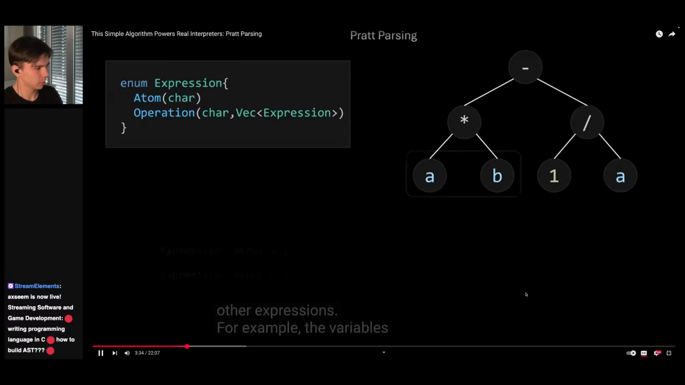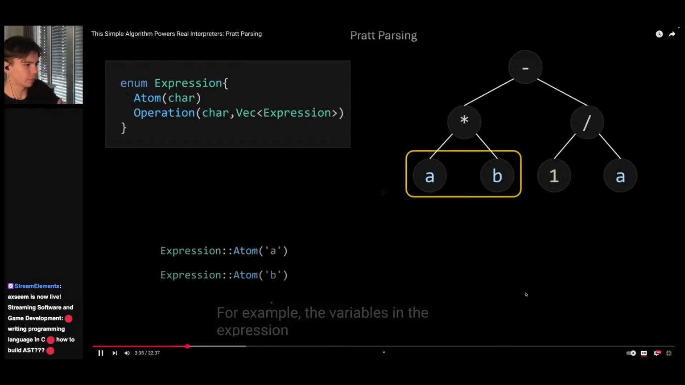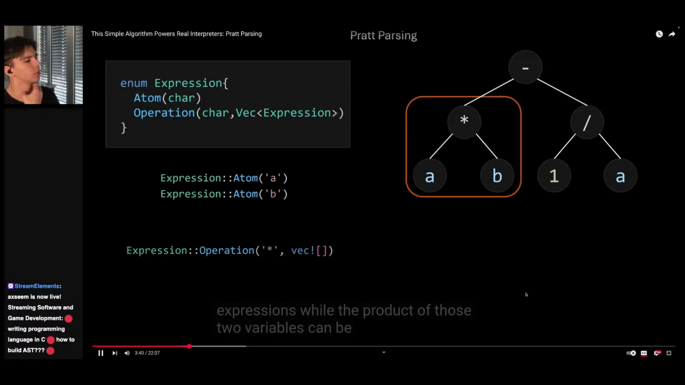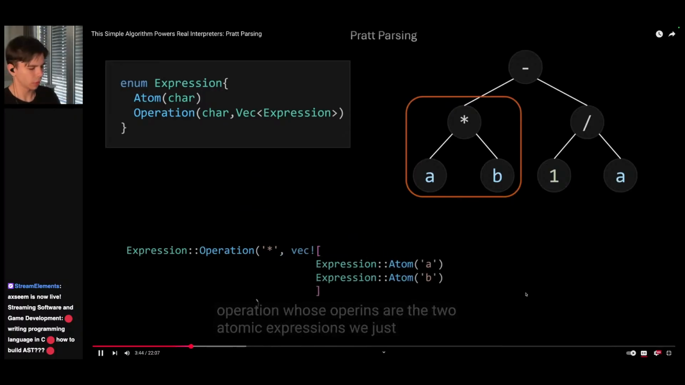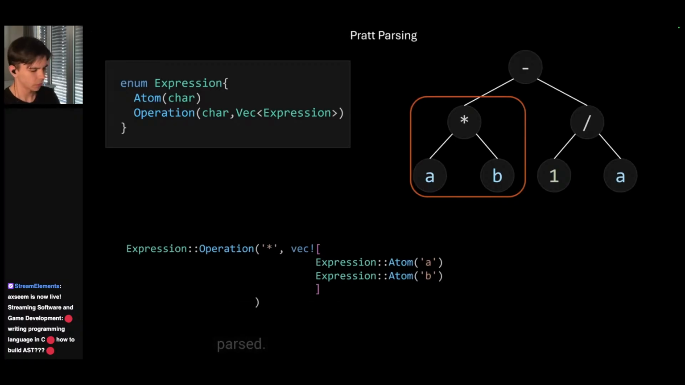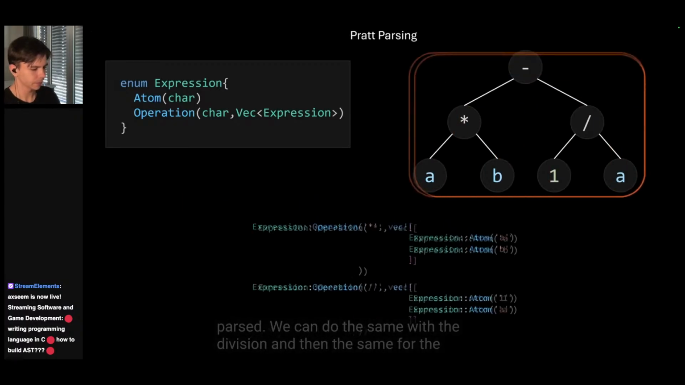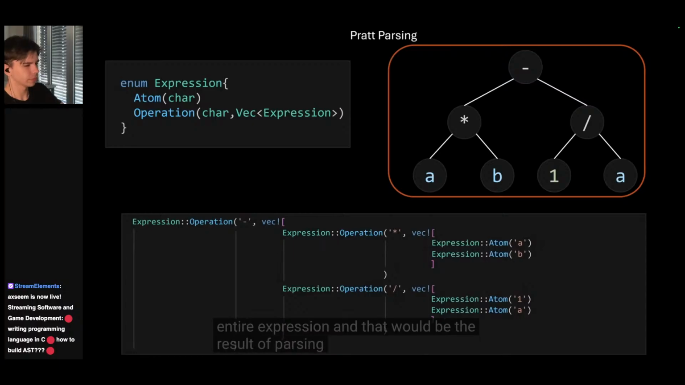For example, the variables in an expression is either an atom with a character, or an operation with a character and other expressions. The expression can be parsed as atomic expressions, while the product of those two variables can be parsed as an operation, whose operands are the two atomic expressions we just parsed. We can do the same with the division, and then the same for the entire expression. And that would be the result of parsing the expression.